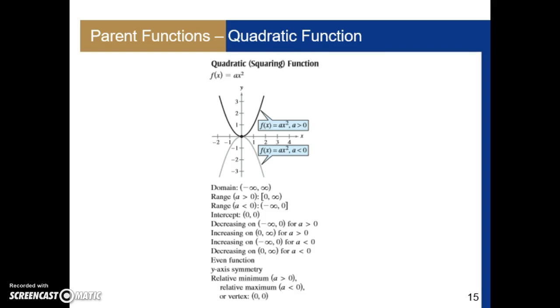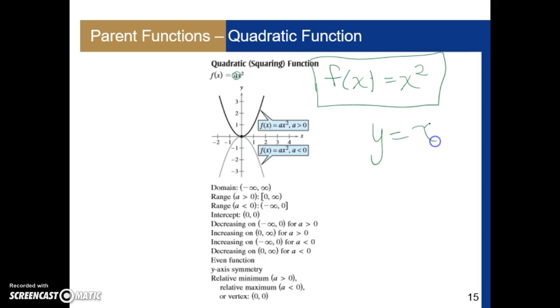Here is the parent quadratic function, the dark function here. It is f of x, or y, equals x squared. Now we can put a coefficient in front of it that would make changes to it, but here is what I want on your paper. It is f of x equals x squared, or y equals x squared, is the parent quadratic function.